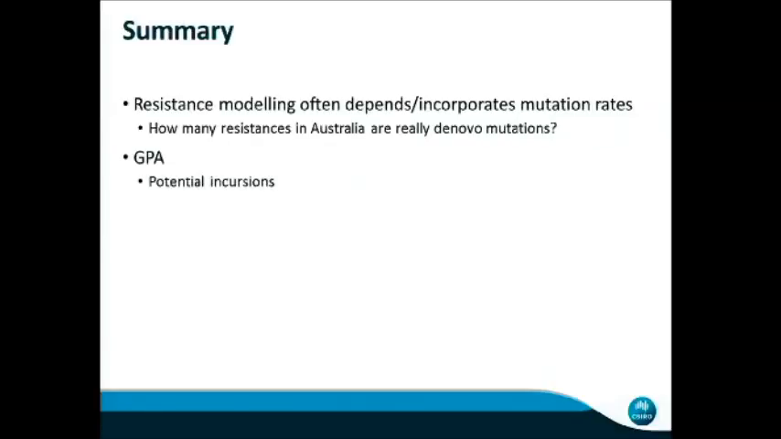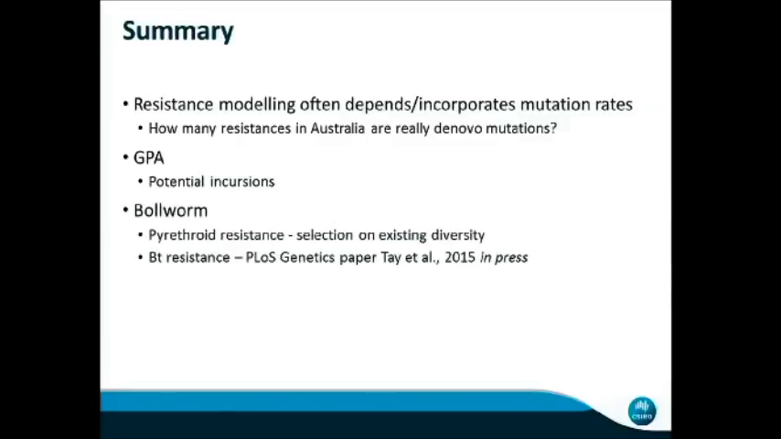So green peach aphid, potential incursions. The bollworm, given the global spread, it's potentially selection on existing diversity that already existed. So the formation of these chimeric genes may not be very rare. It may happen quite a lot. It just happens that we have a phenotype here.